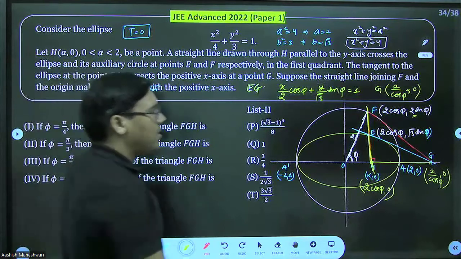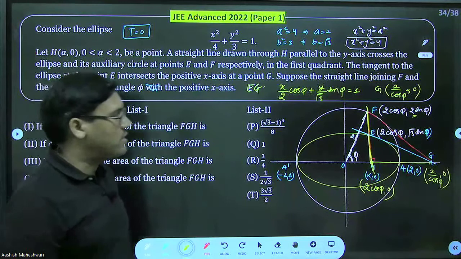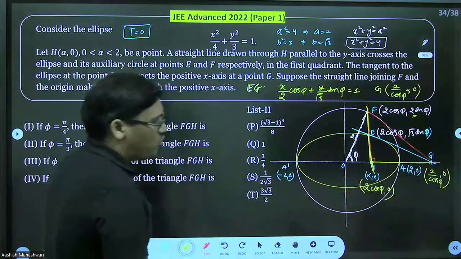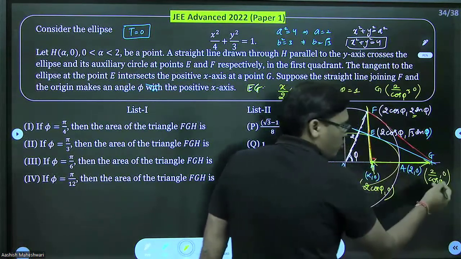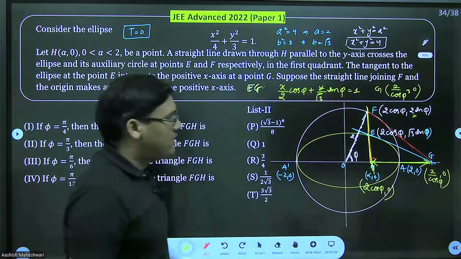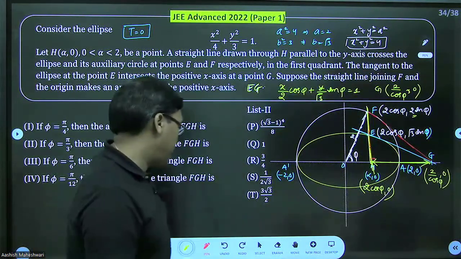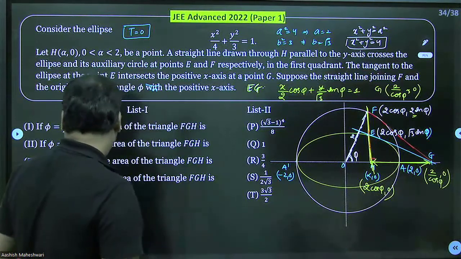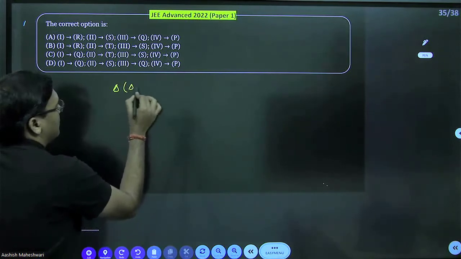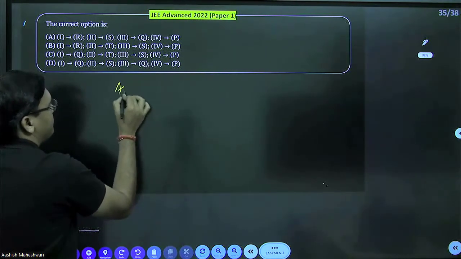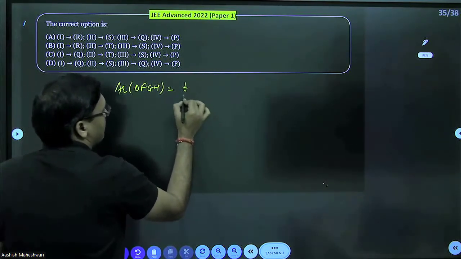Now what is the area of this triangle? You can easily write it because this is a right angle triangle. This distance will become 2 by cos phi minus 2 cos phi, and this vertical distance is 2 sin phi. Then you have to match with the options. So the area of triangle FGH is half.